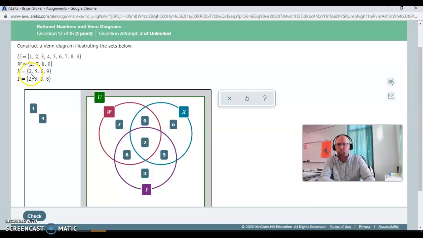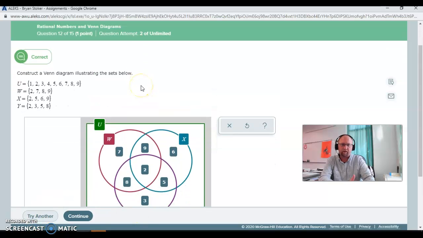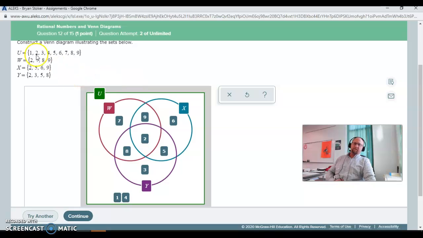Then the last ones we have are 1 and 4. See how 1 and 4 are not in any of these? Okay, so there they are. And check it. And there we go. Sorry about the mistake there. Again, see how easy it can be? Slow down, take your time, make sure you're doing these right.